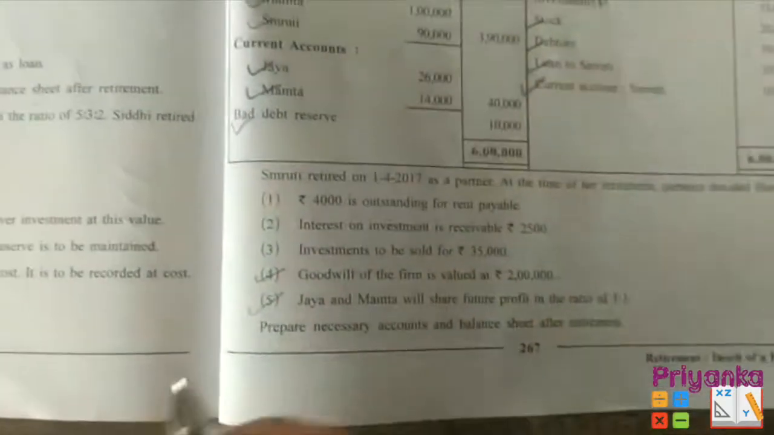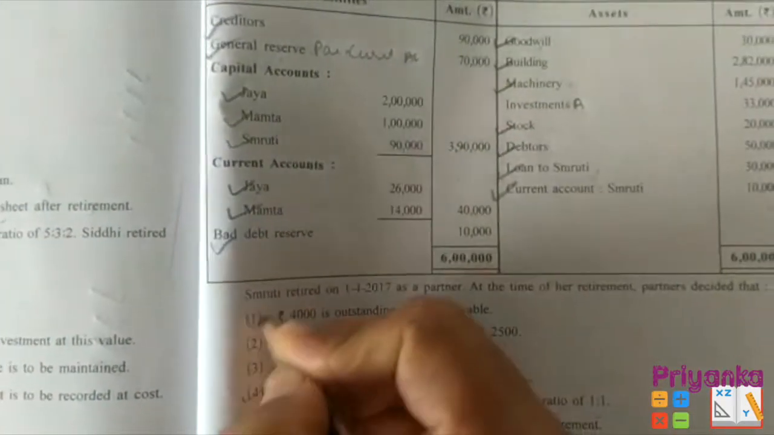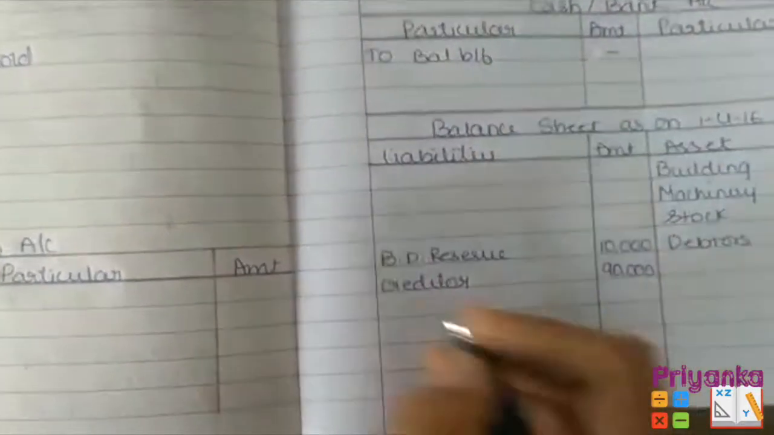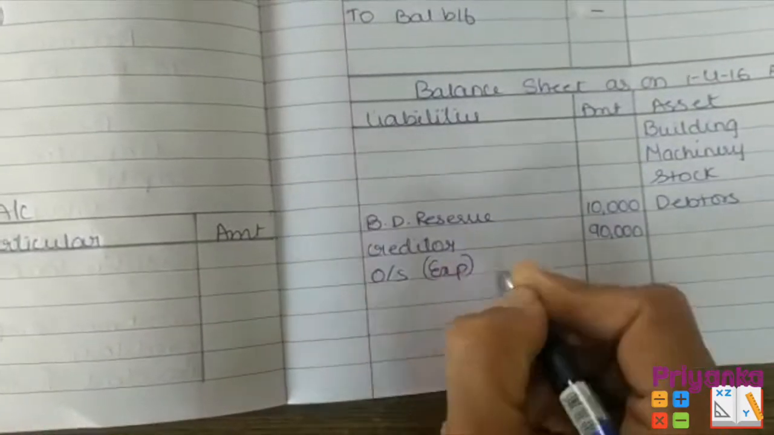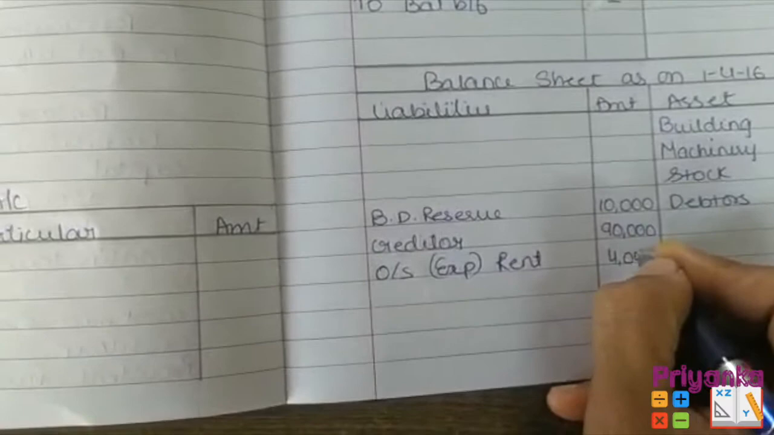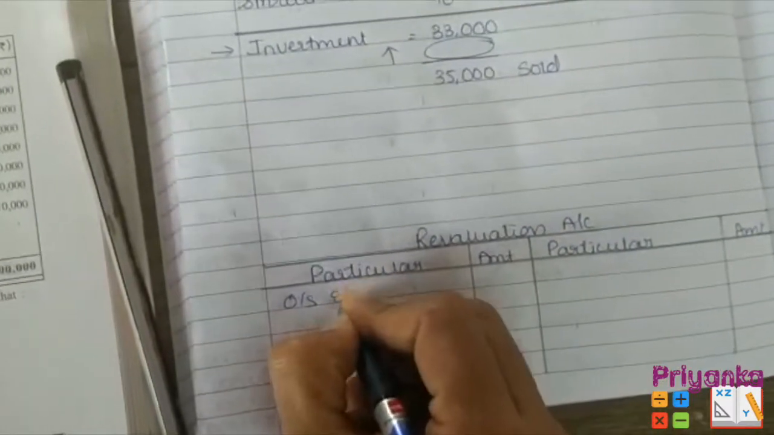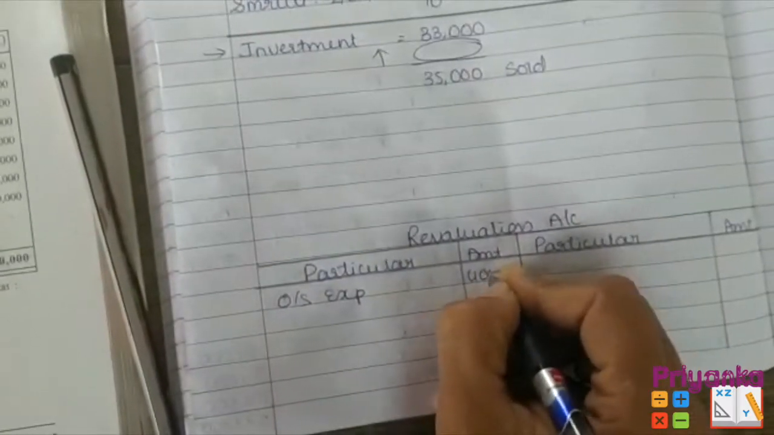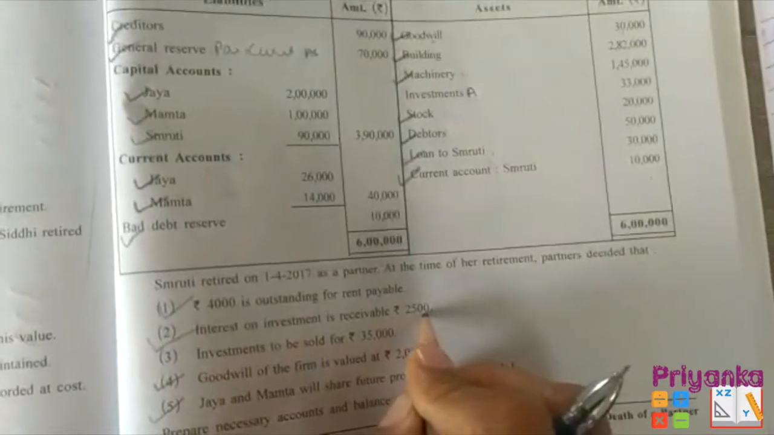That's it. And moving to the next adjustment. Now 4,000 is outstanding for rent payable. Now this is outstanding expense which will come in the new balance sheet. Outstanding expense, you can write down rent amount is 4,000, and the same you have to show in the revaluation account. Outstanding expense 4,000.